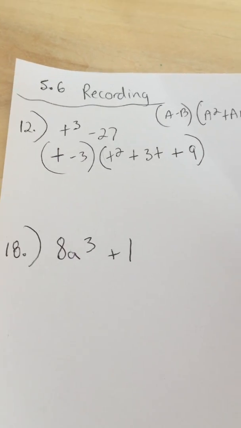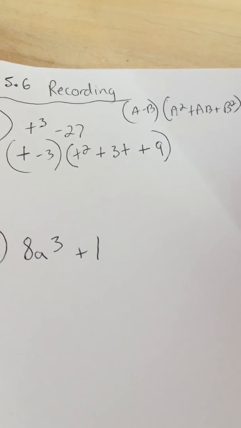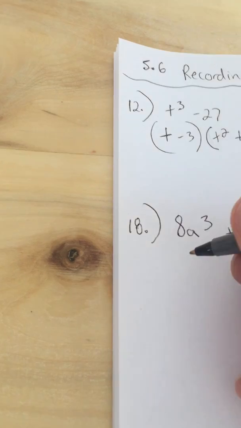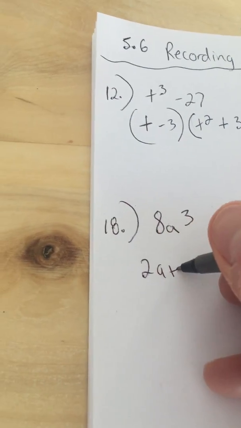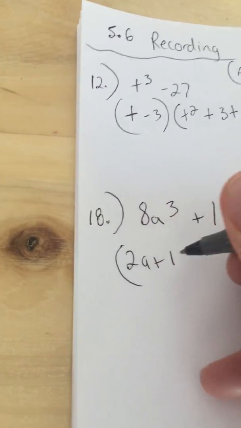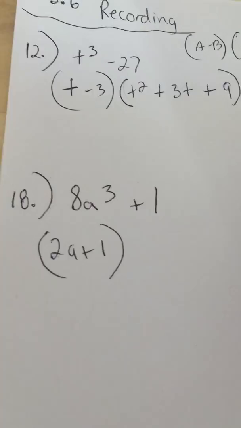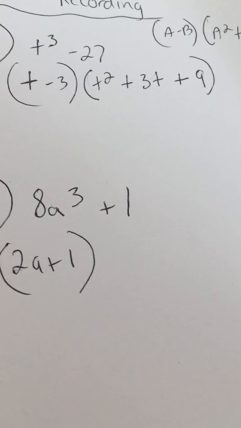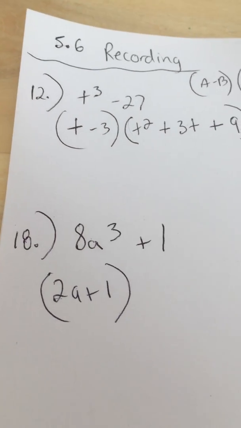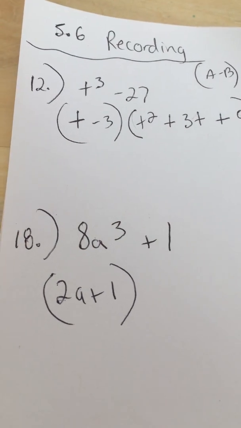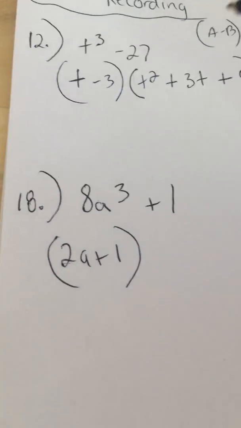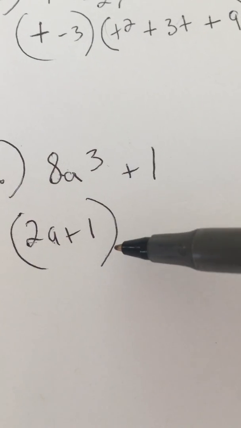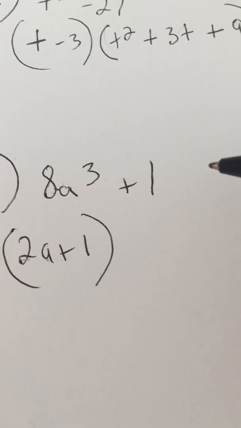And so I'm going to use SOAP. So same, opposite, always positive. So I'm going to do 2a plus 1, because that is really the cube. So 2 times 2 times 2 would give me that 8. And then there's the a cubed. And then 1. 1 times 1 times 1 is still going to give me 1.